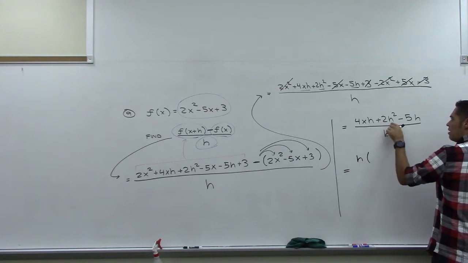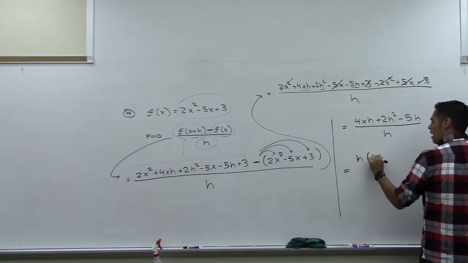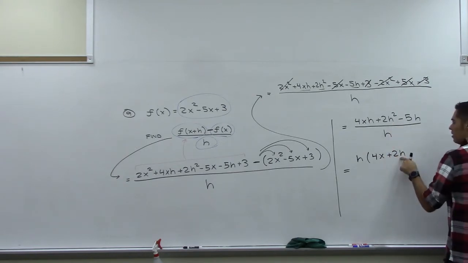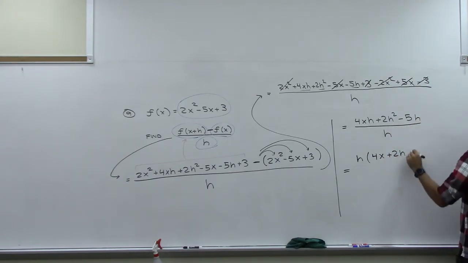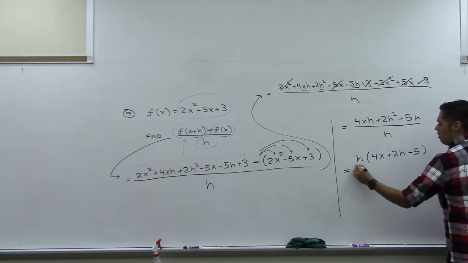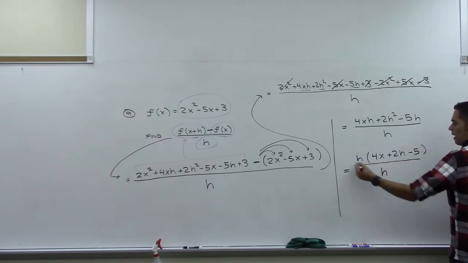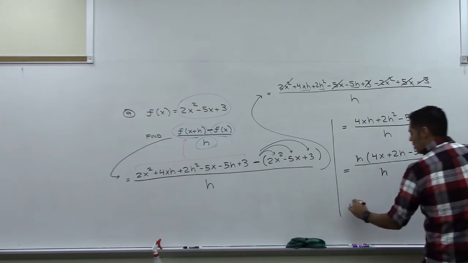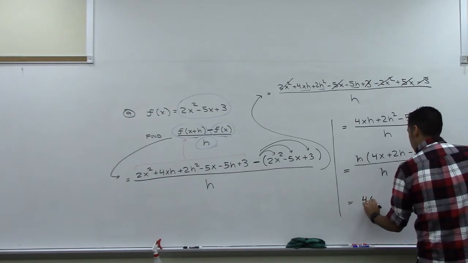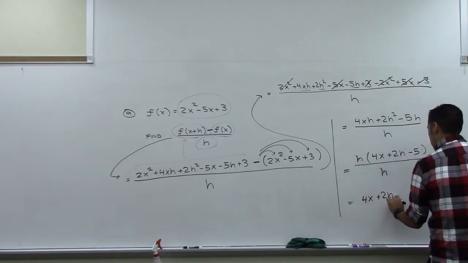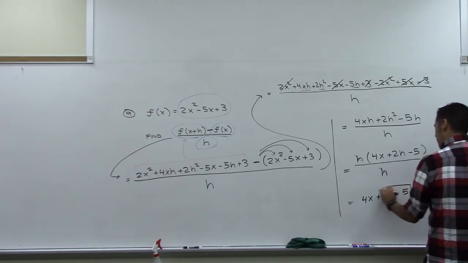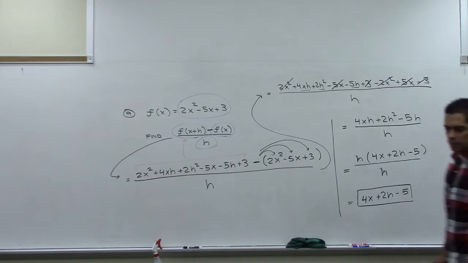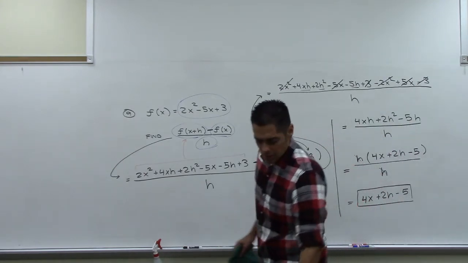So if I pull an h out of here, h out of here, and h out of here, I'll be left with the 4x. I'll be left with plus 2h, because I pulled one h out, I still have one factor of h here. And I pull that h out, I get minus 5. And that's all divided by h. And h over h is just going to cancel out. And you're left with just the 4x, no more fraction here, plus 2h minus 5. And we are done. Okay. That was a lot of work.